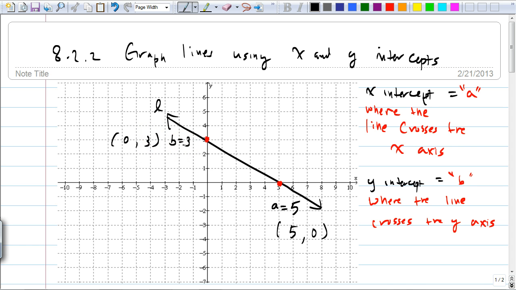Are you okay with that? All right, let's do one more and see if you could give me the answers. I'm going to do this in red now. I'm going to draw another line, and you tell me the X and Y-intercept and tell me the ordered pairs for those, okay? So here, let me draw this one right here. I've got to be careful. Okay. How about like this?